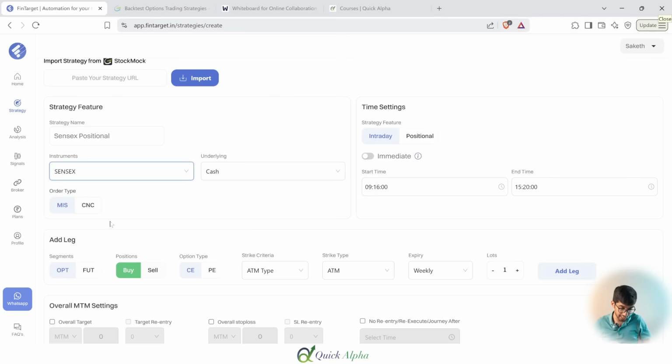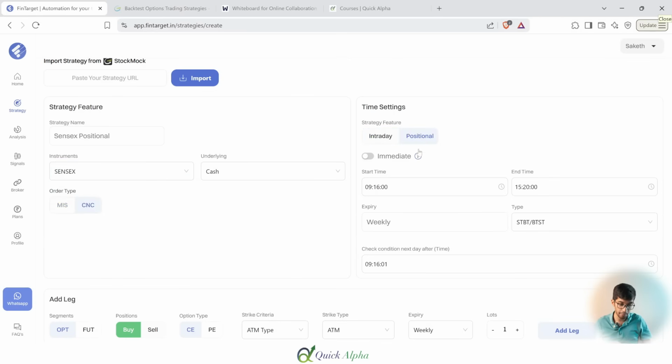Here I'm going to change intraday to positional. I am going to keep the start time as say 10:20, which is totally fine. And our end time can be at 15:20.